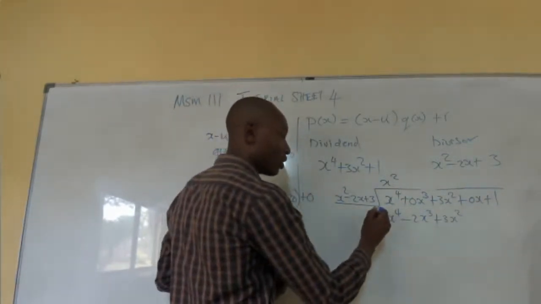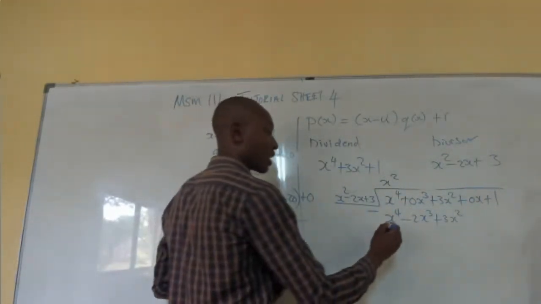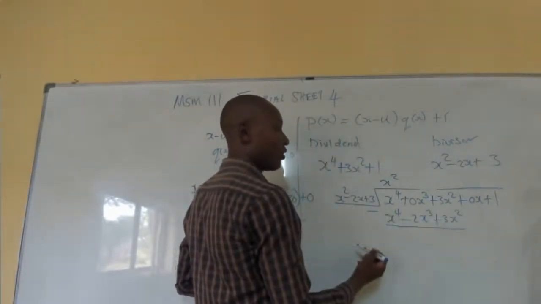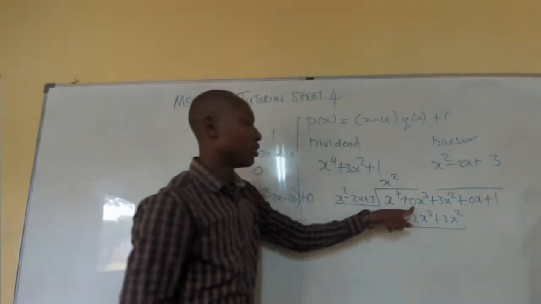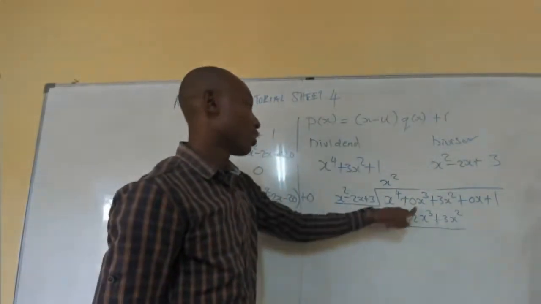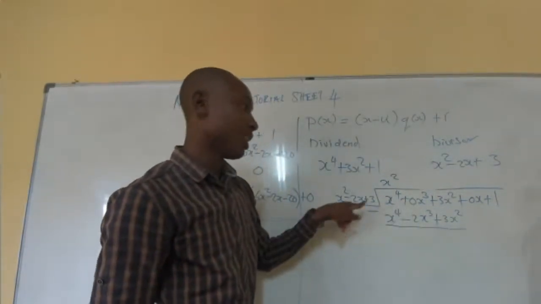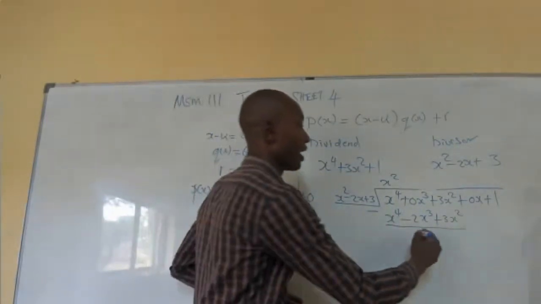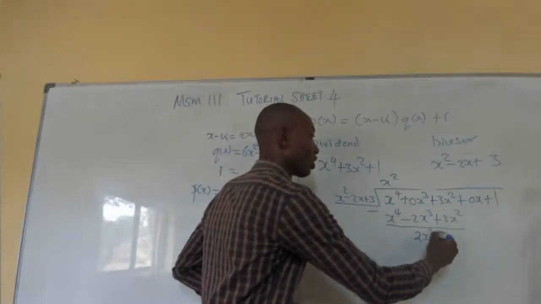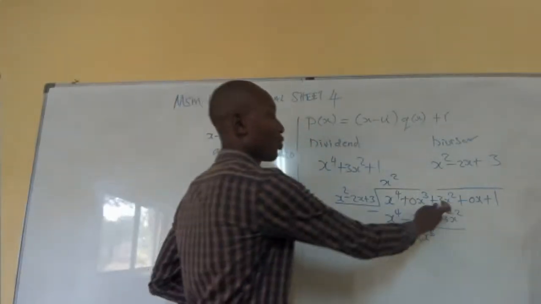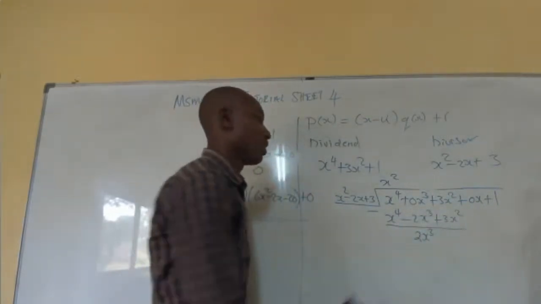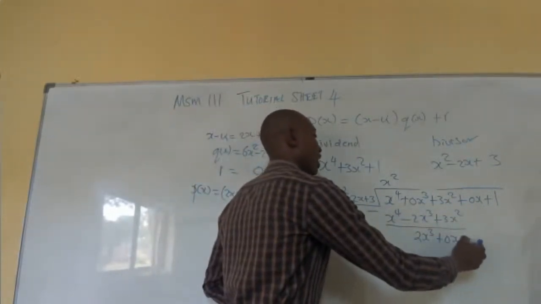As usual, we introduce the subtraction sign. So x to the power 4 minus x to the power 4 is 0. Then 0 minus negative 2x to the power 3 means minus minus, so that actually becomes positive. So we now have 2x to the power 3. What is 3x squared minus 3x squared? This is 0x squared.